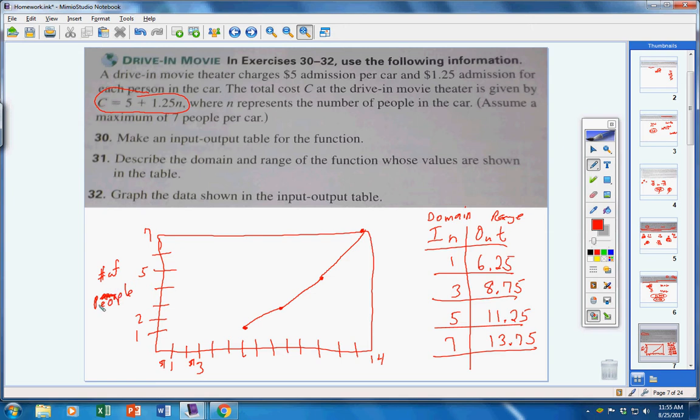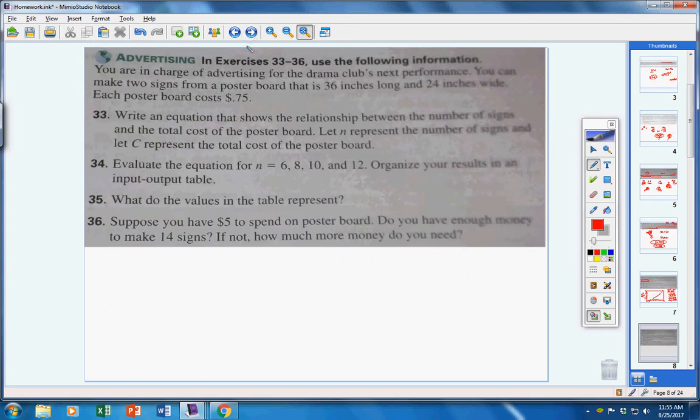Not the best handwriting, but you get the idea. That's it, guys. Alright, let's try another one. Number 33 through 36. You're in charge of advertising for the drama club's performance. You can make 2 signs. Now be careful. 2 signs from one poster board. Okay? One poster board gives you 2 signs. Each board costs 75 cents. So think about this. 75 cents is one board. That gives you how many posters? Got it? That gives you 2 posters.